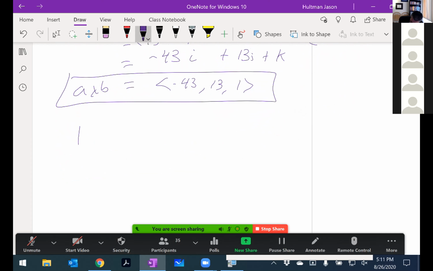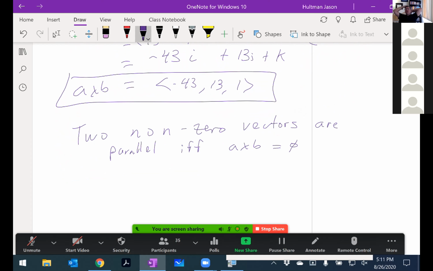Okay, two non-zero vectors are parallel if and only if A cross B is equal to 0. Okay, if and only if the cross product is 0, then they're parallel. So if the cross product is 0, then they're parallel.